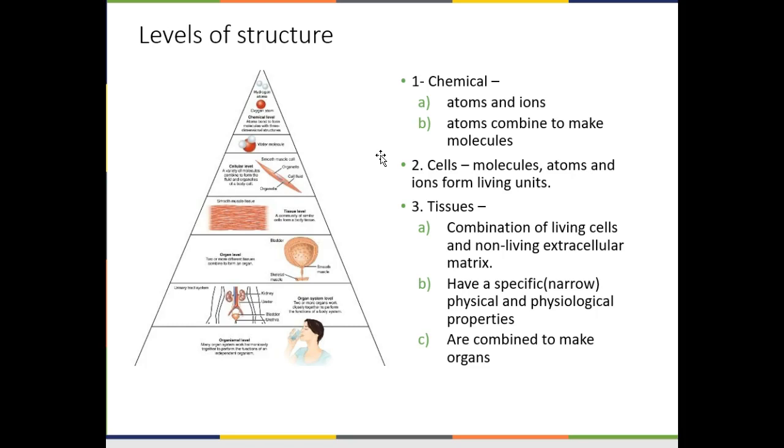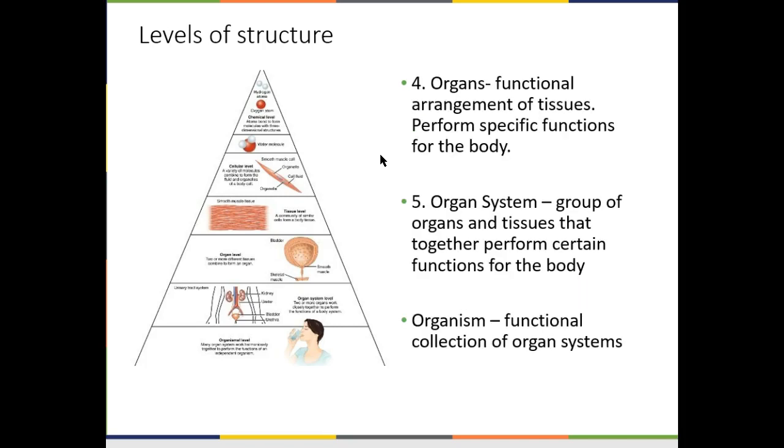So a tissue is a combination of cells and extracellular fluid. So it's this part right here I want you to know. And each tissue, as it says here, has a relatively specific or narrow set of physical and physiological properties. And the tissues we are going to see get repeated in different organs. So then you go to 4.